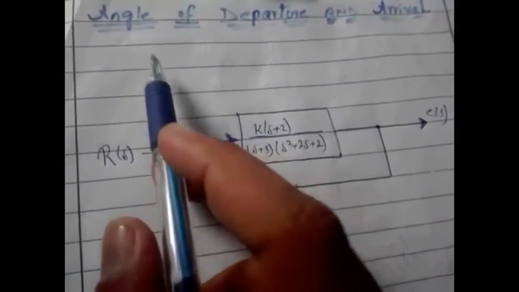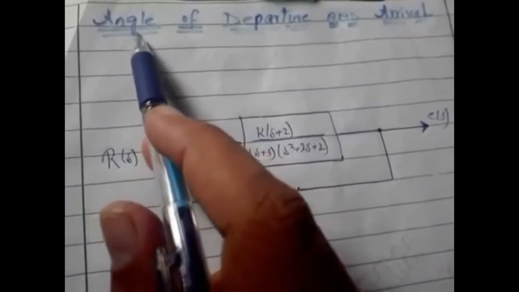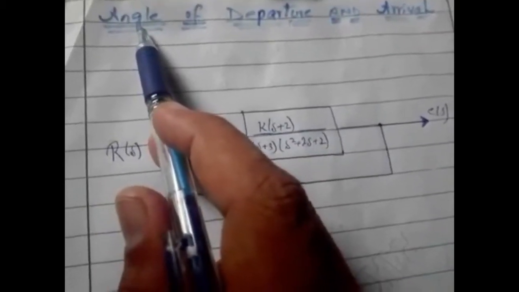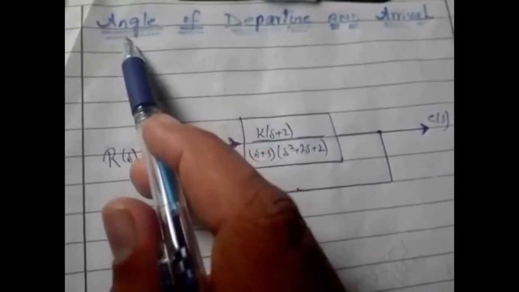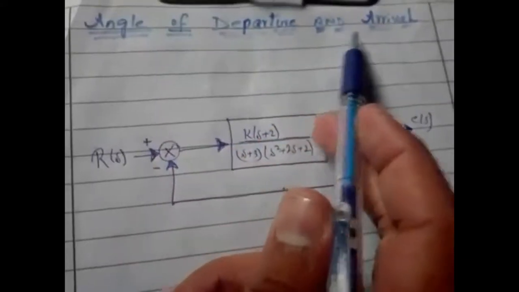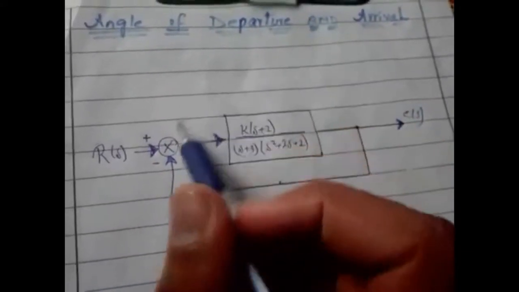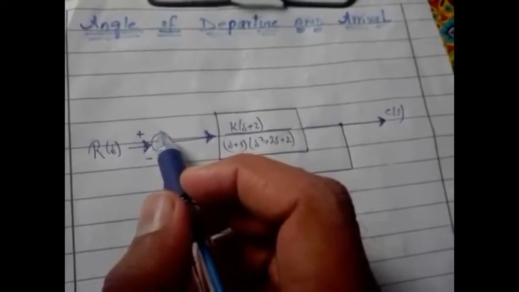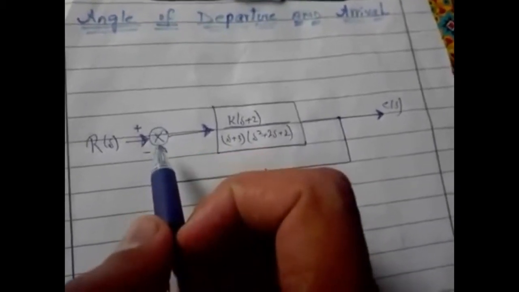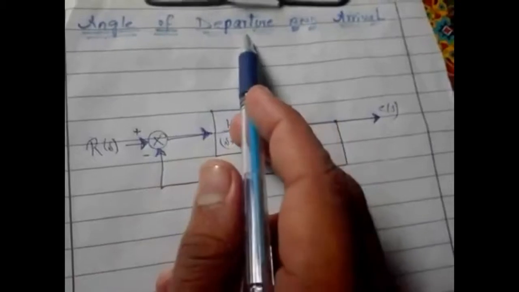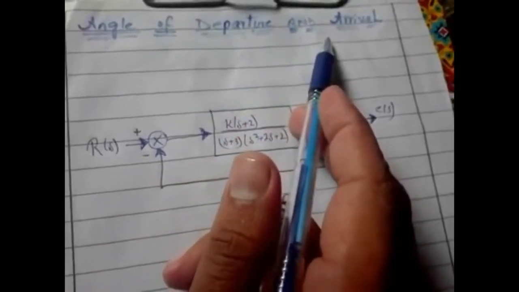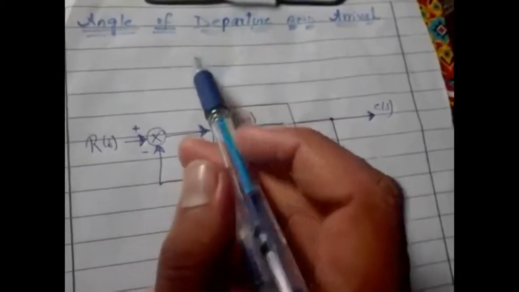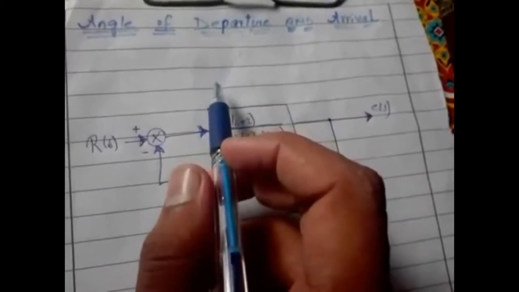Hi viewers, today we discuss another topic of control system, and the name of the topic is angle of departure and arrival. So we further define or sketch the root locus by finding the angle of departure and arrival from complex poles and zeros.